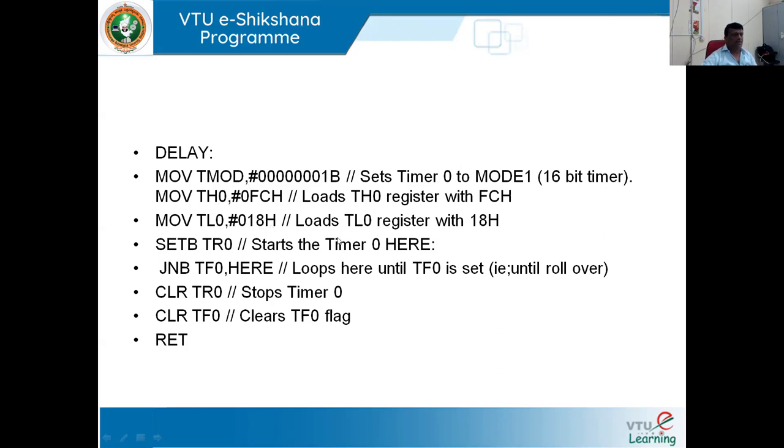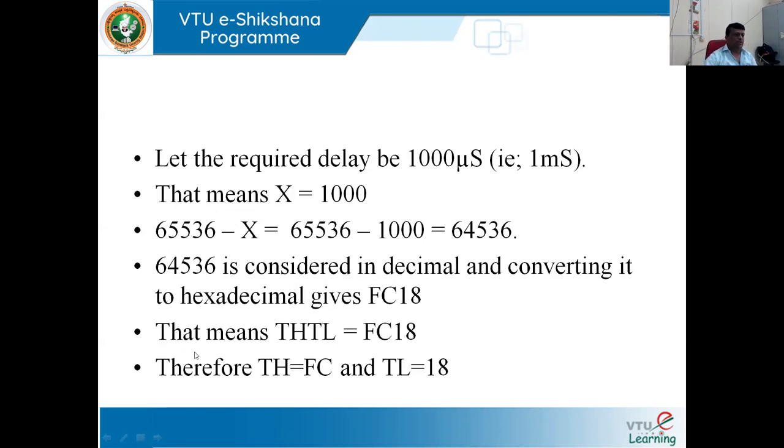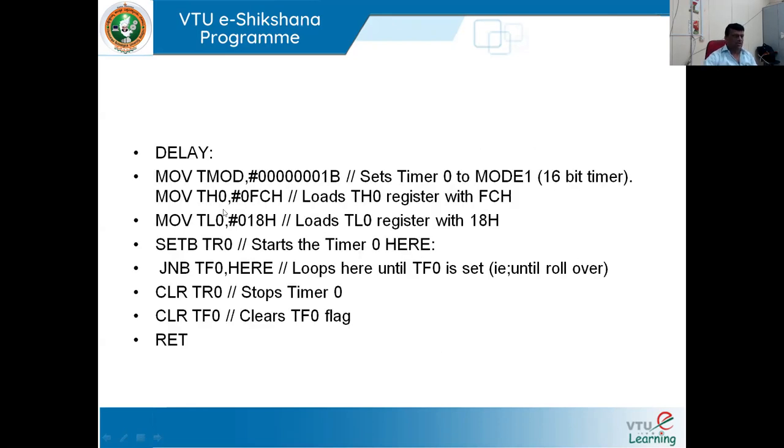These two instructions are nothing but loading the values we got in the previous slide, that is FC and 18, into TH and TL. Please keep in mind that TH0 and TL0 are the TH and TL registers of timer 0. If we have timer 1, then these will become TH1 and TL1. Once we load these initial values in TH0 and TL0, next we need to start timer 0. So SETB TR0 is nothing but the start of timer 0.